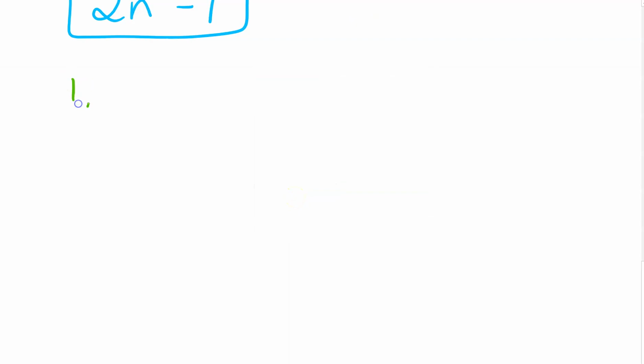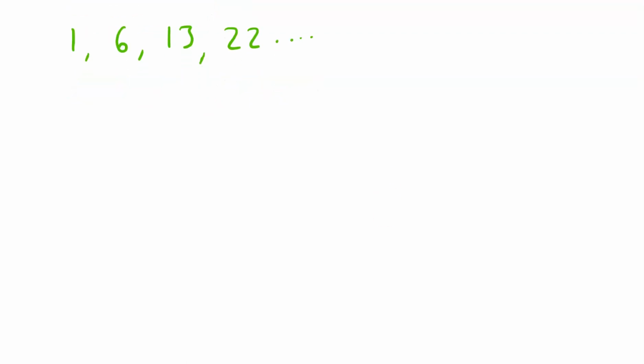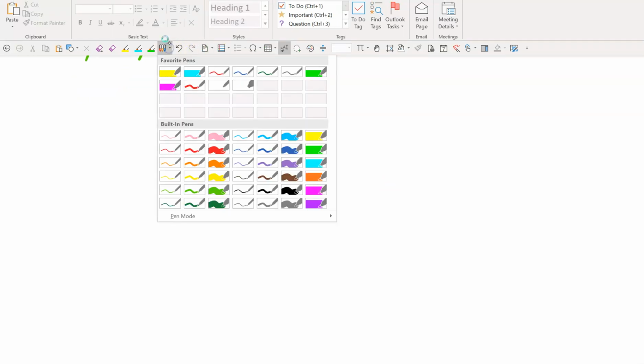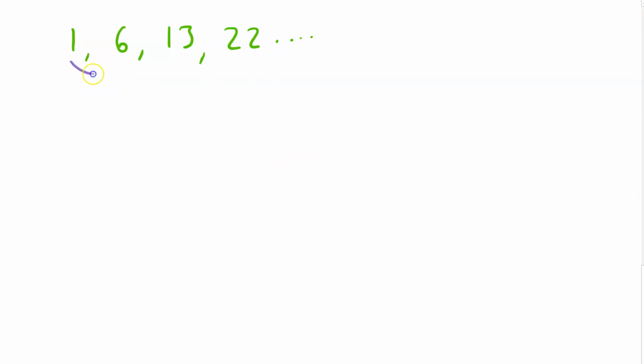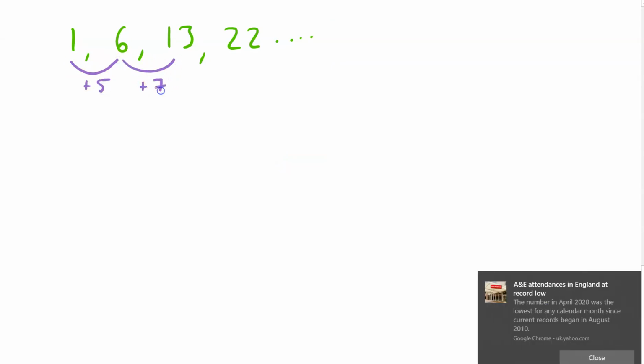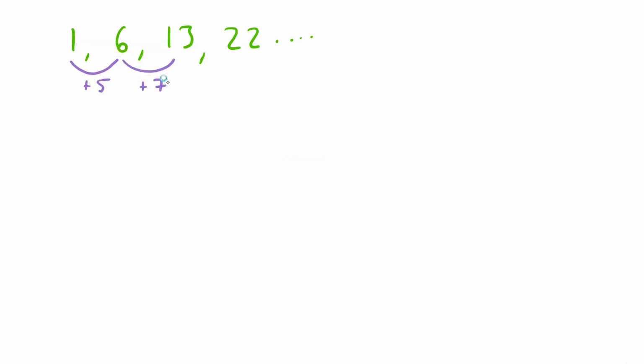We are doing 1, 6, 13, 22, ... The process still starts the same. Work out the differences. So that's gone up by 5. That's gone up by 7. That's gone up by 9. So my differences, second differences, are plus 2.